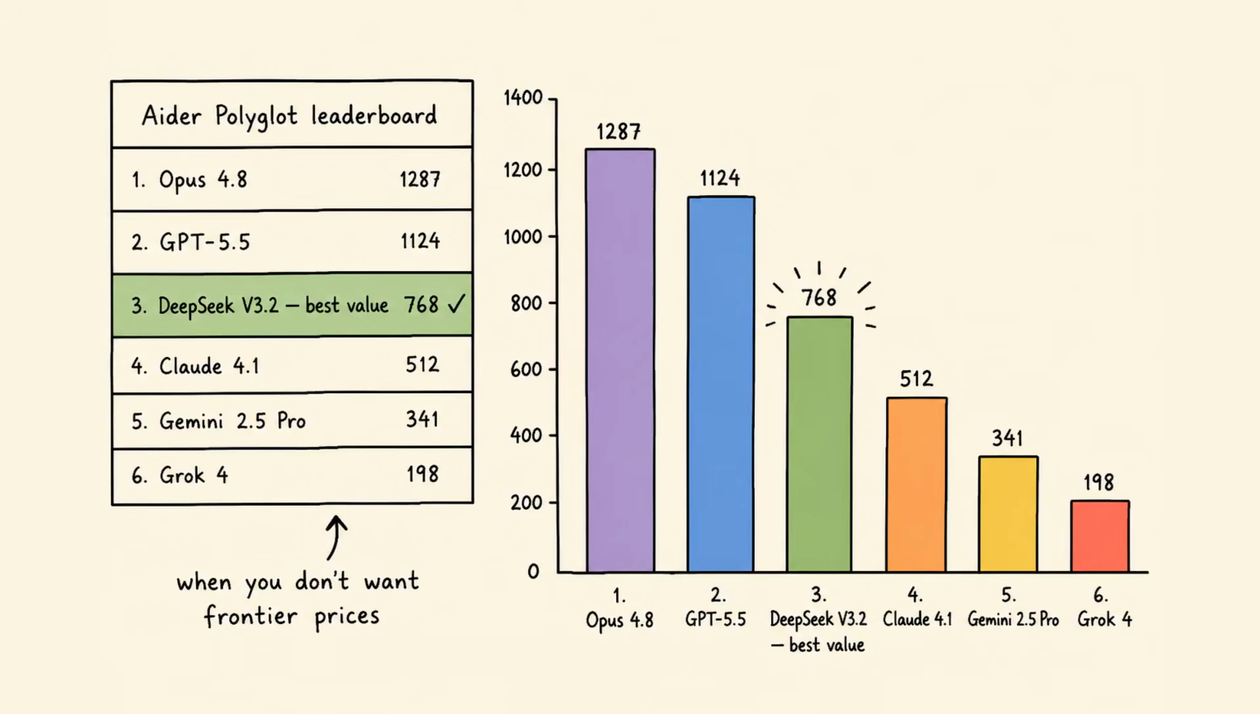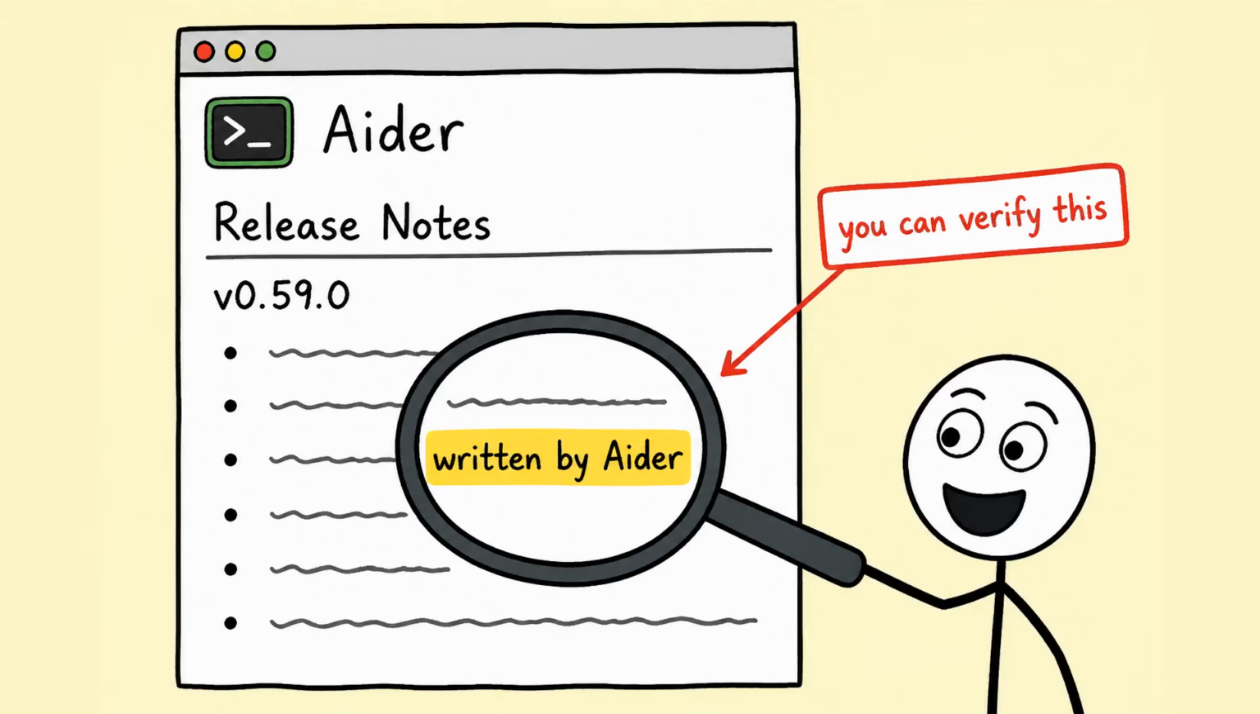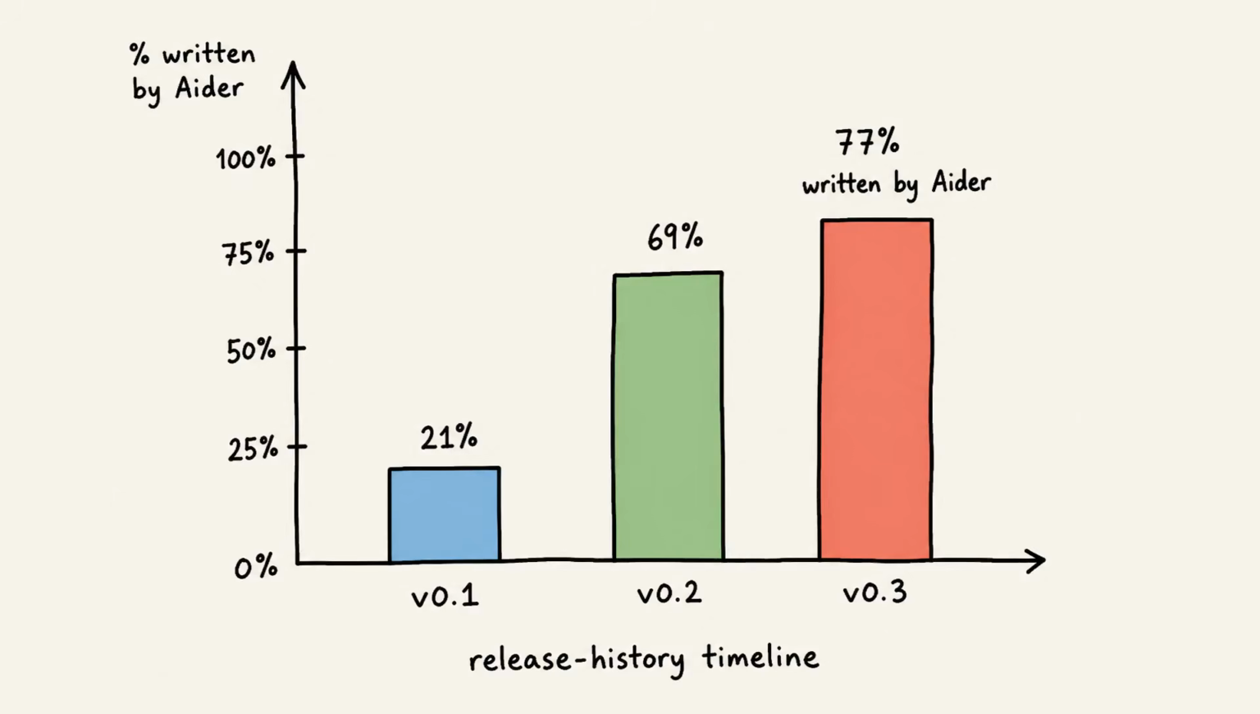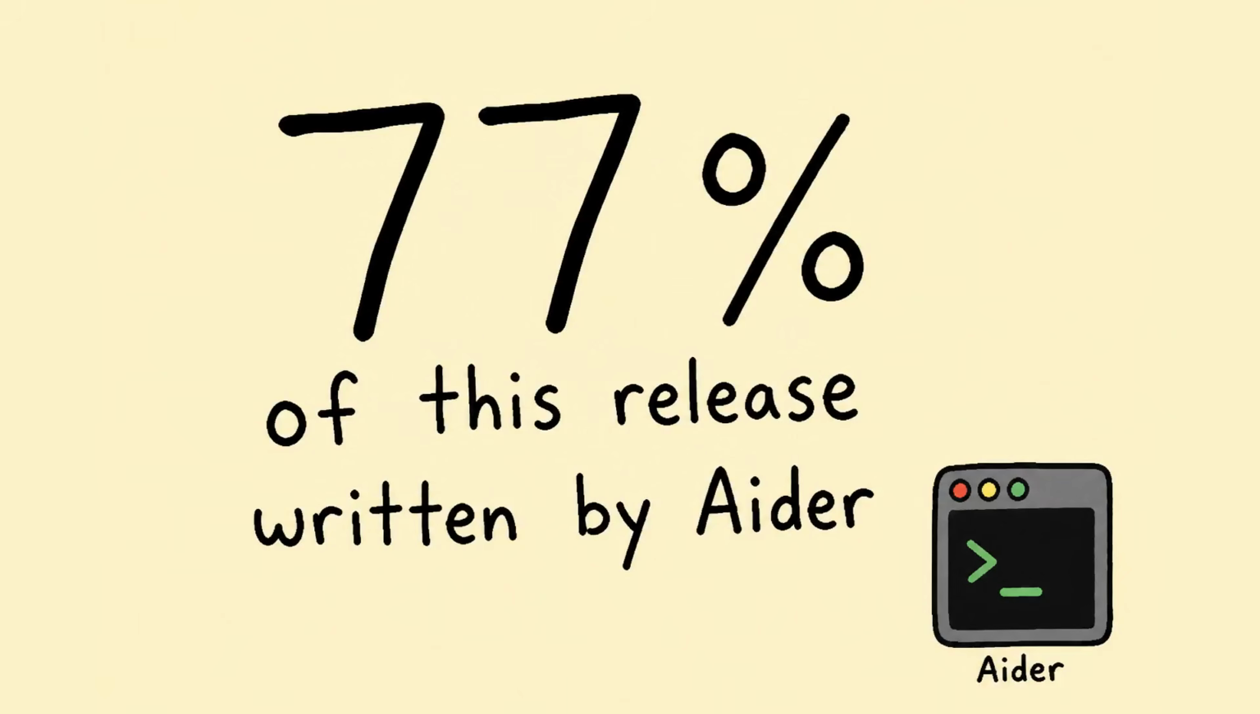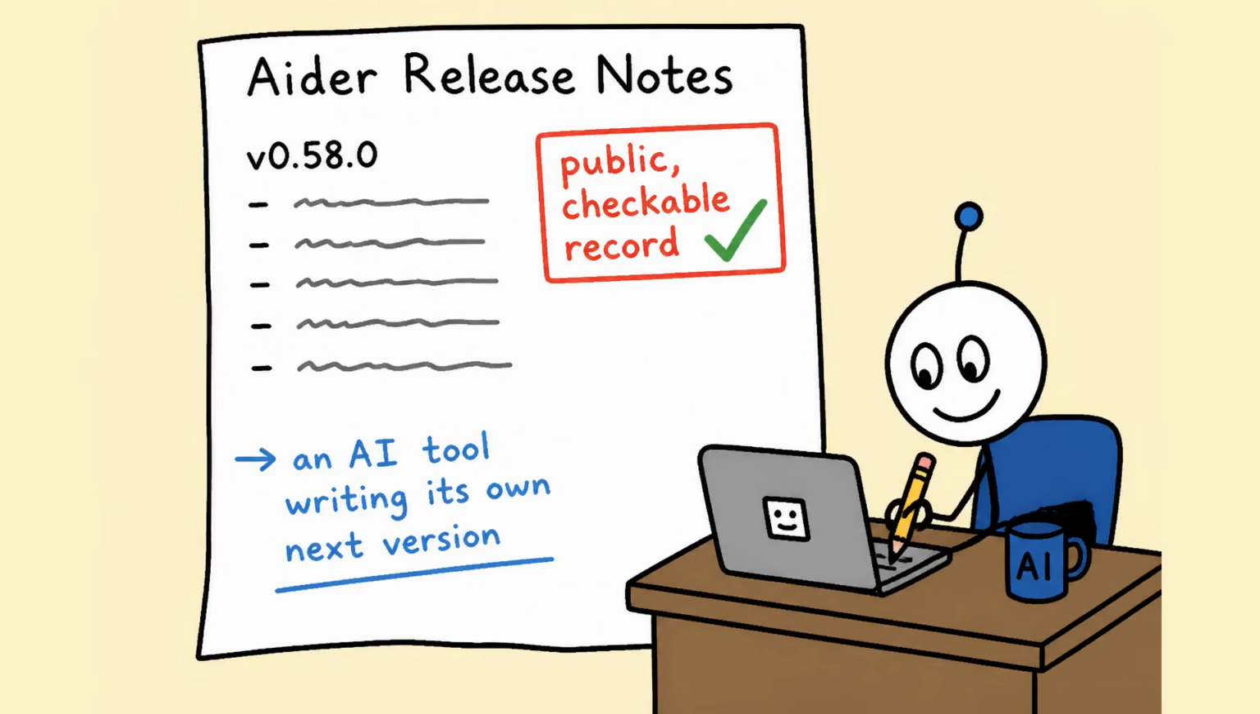The payoff of all this shows up somewhere you can actually verify. Aider builds itself. Its release notes track how much of each version the tool wrote. Some releases, barely a fifth was AI written. Others, well over two thirds. And the one from the top of this video, 77% of that release, written by Aider. That's a rare thing. An AI coding tool with a public, checkable record of writing its own next version.